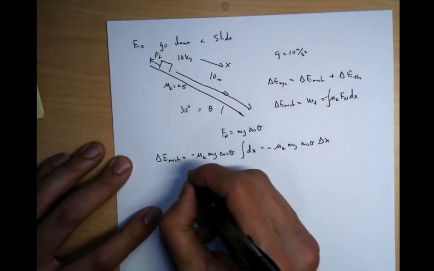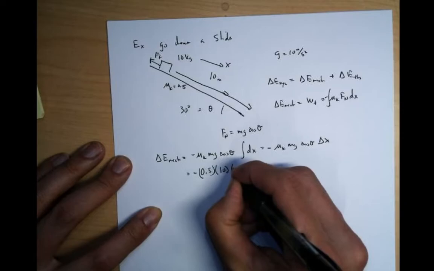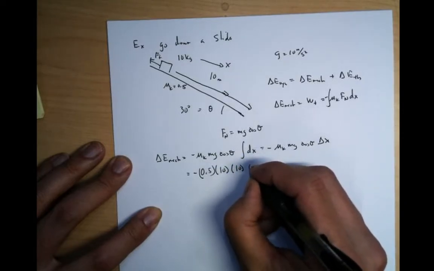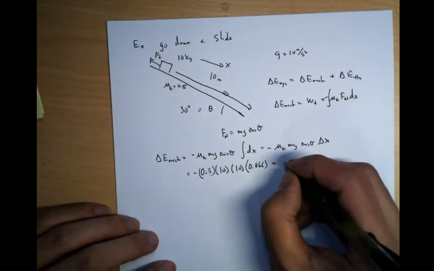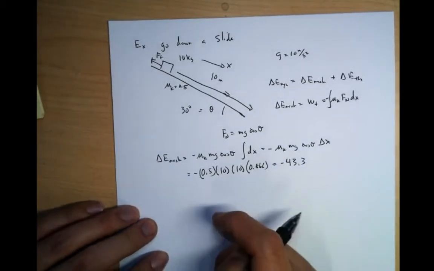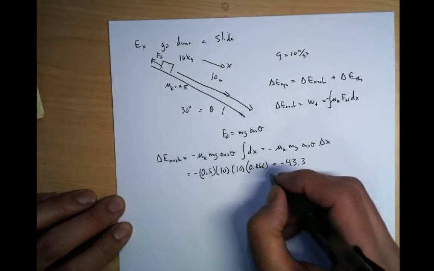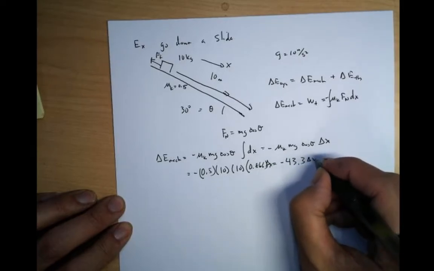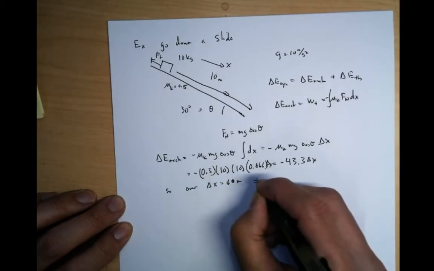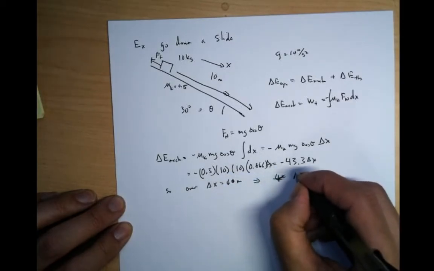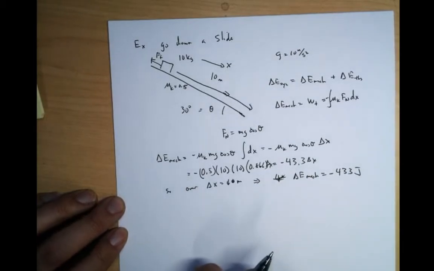So let's look at this thing. It's going to be equal to minus 0.5 times 10 kilograms, times 10 again for g, times cosine 30, which is 0.866. So what's that? 43.3, times delta x, so times delta x equals 10 meters. That implies delta E mechanical is equal to minus 433 joules, right?